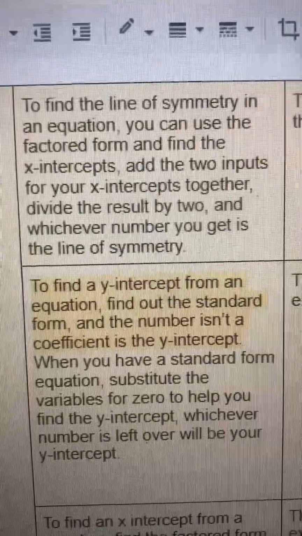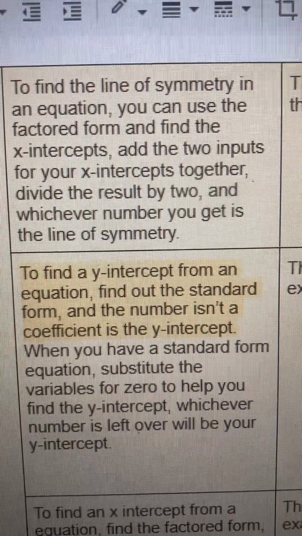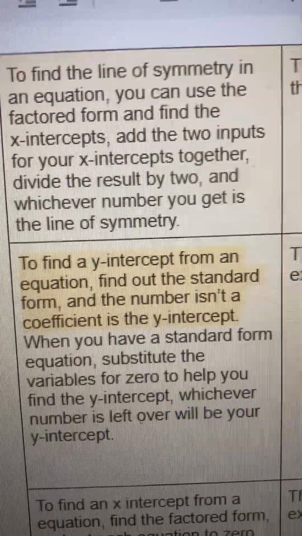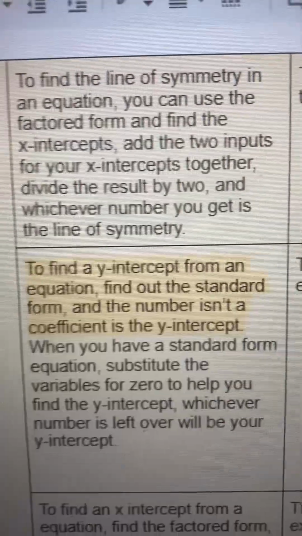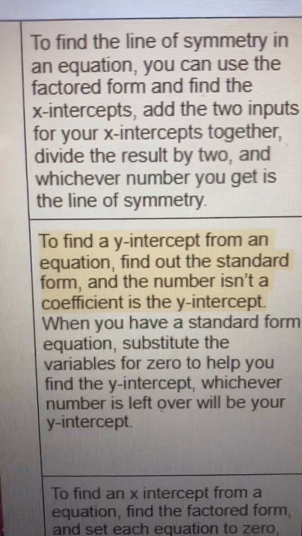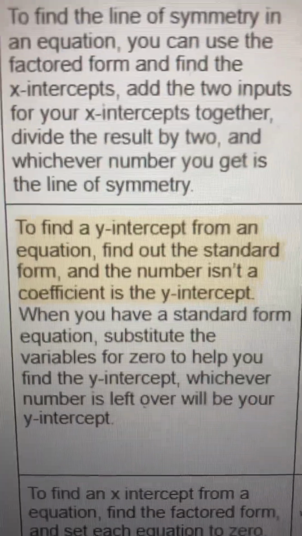Now, to find the line of symmetry in an equation, you can use the factored form and find the x-intercepts. You're going to want to add the 2 inputs for your x-intercepts together, then divide the result by 2. And whichever number you get is your line of symmetry.